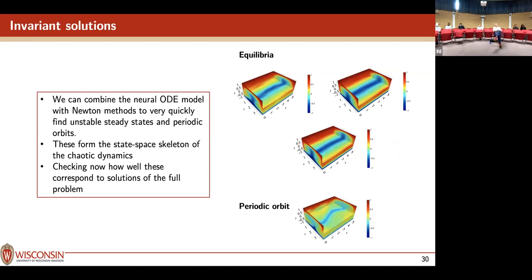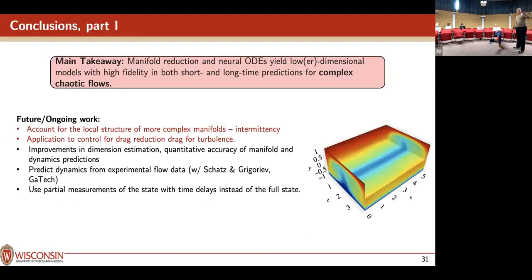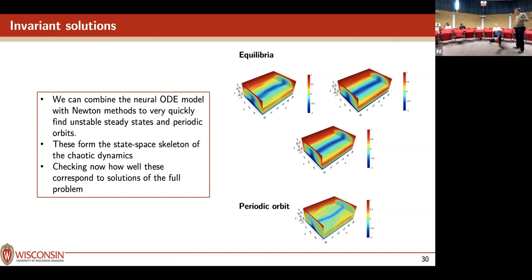One other thing we can do with this very low dimensional model is use Newton's method to find equilibria and periodic orbits. Those are equilibria and periodic orbits for the low dimensional model. We're looking right now at how well these correspond to solutions to the true problem. For the equilibria, we already know they are good. And Alex is looking right now at comparisons between this periodic orbit and what you would find in the system. Can you just initialize, is that what you do? You can use the prediction as an initial condition and then land on a periodic orbit. Yeah, similar.